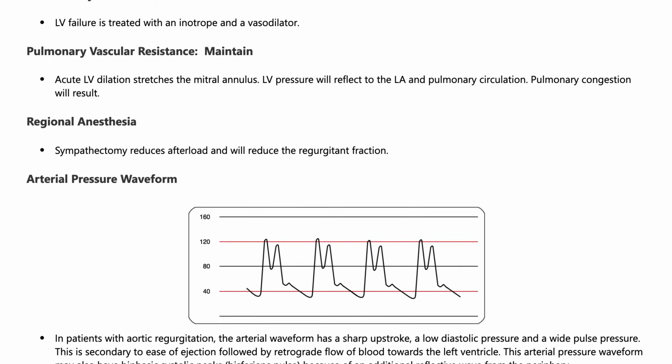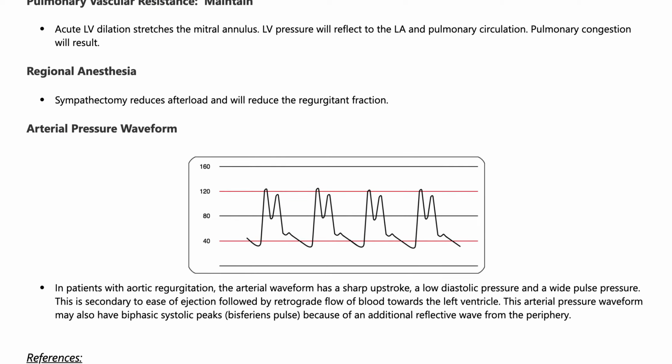The following is an arterial pressure waveform. In patients with aortic regurgitation, the arterial waveform has a sharp upstroke, a low diastolic pressure, and a wide pulse pressure. This is secondary to the ease of ejection followed by retrograde flow of blood towards the left ventricle. This arterial pressure waveform may also have a biphasic systolic peak. This is called bisferiens pulse because of an additional reflective wave from the periphery.